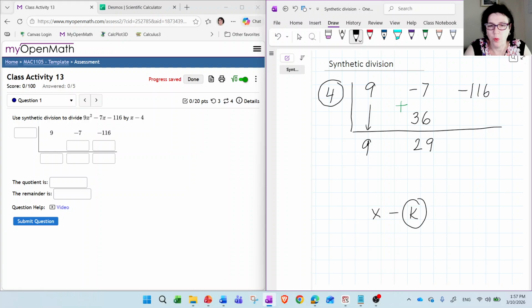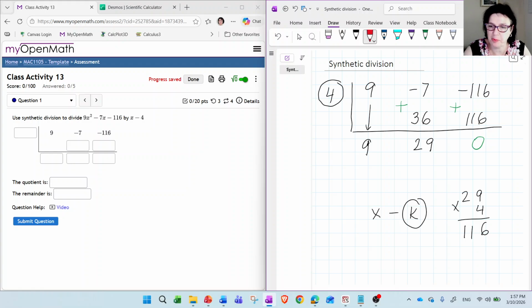Now, once you do that, you're going to multiply, just like we did 9 multiplied by 4, now we're going to multiply 29 by 4. So you can, of course, use a calculator, but I can just do this on the side real quick. So 29 times 4 is going to be 116. So this is going to be 116 that you write over here, and again, you're going to add these up, and negative 116 plus 116 will give you 0.